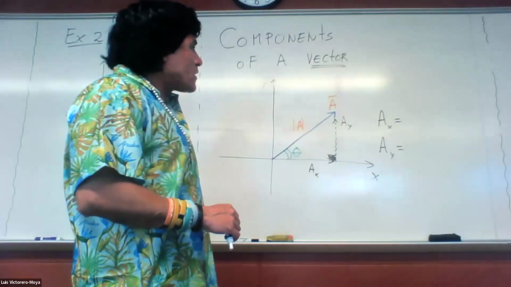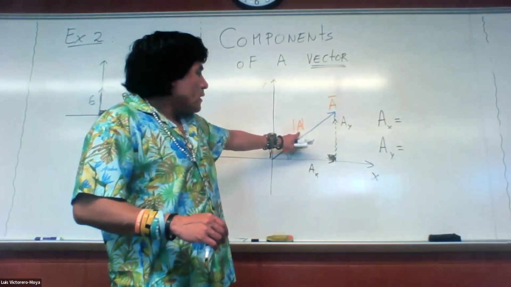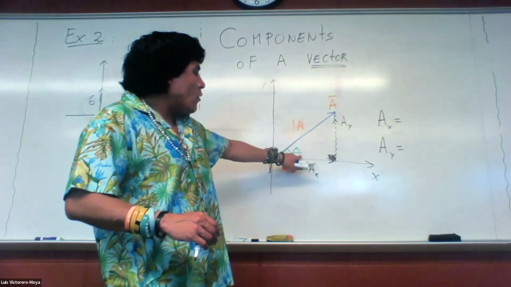Could you repeat that? I didn't hear you. Could you repeat that? What will be the X component of this vector in terms of the magnitude A and the angle theta?